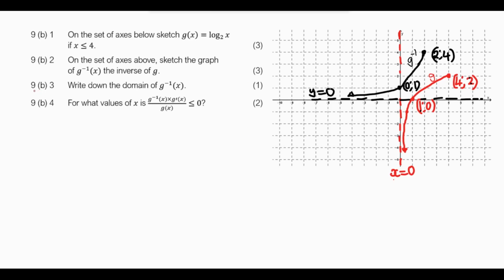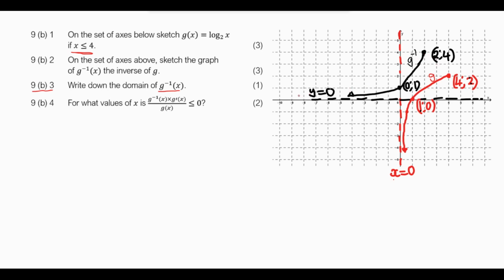Welcome back. Let's do question 9b3. We are required to write down the domain of the inverse of g of x. The main problem here could be that we write the equation of a general exponential equation. But remember, our domain here was restricted, so that also means the domain of the inverse is restricted.